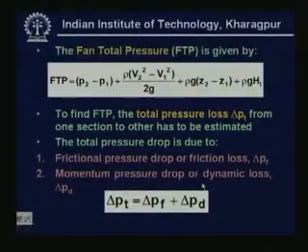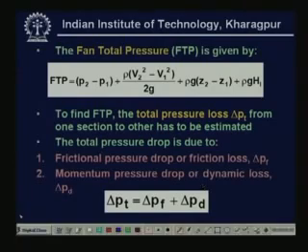Okay, so this is one of the important objectives, because you have to finally select a fan, and you also have to find out how much power is required to run the fan. Because you have to select a suitable fan motor. So, what is this FTP? How do we find FTP? The fan total pressure FTP is given by this equation. FTP is equal to P2 minus P1, that is the static pressure difference between point 2 and 1, plus rho (V2 square minus V1 square) by 2.